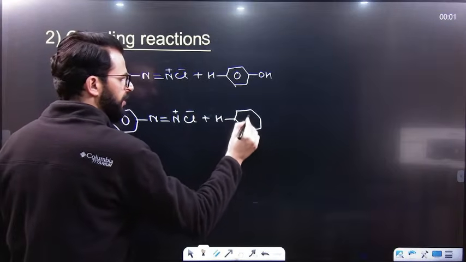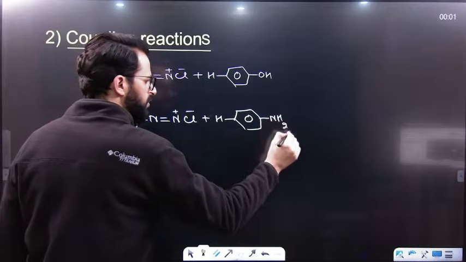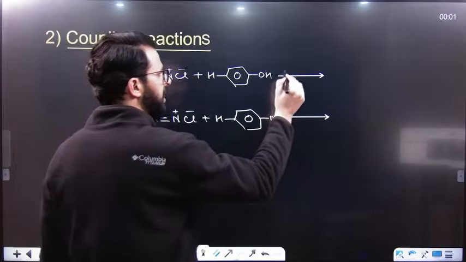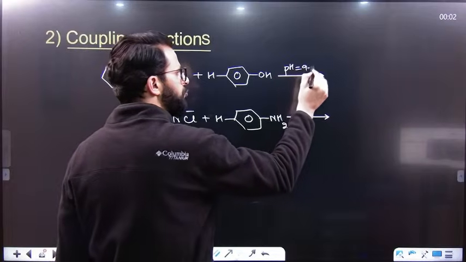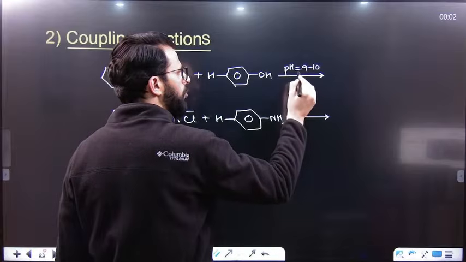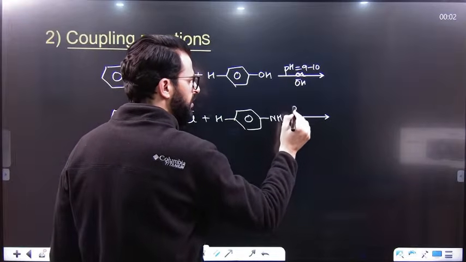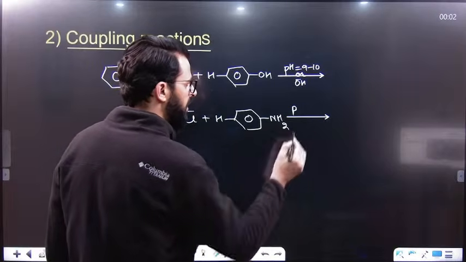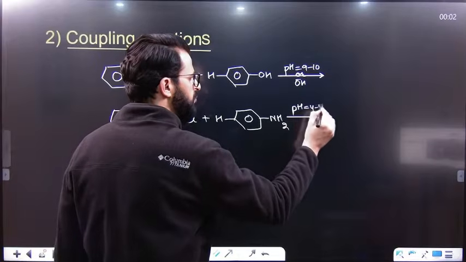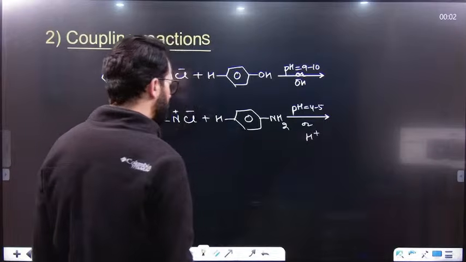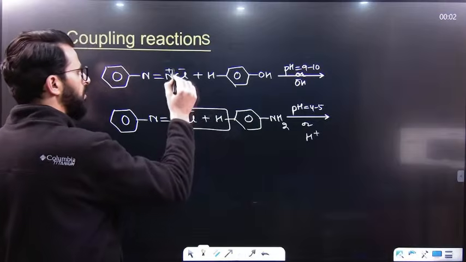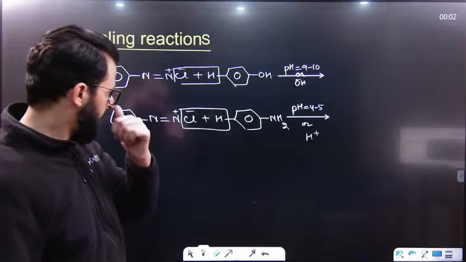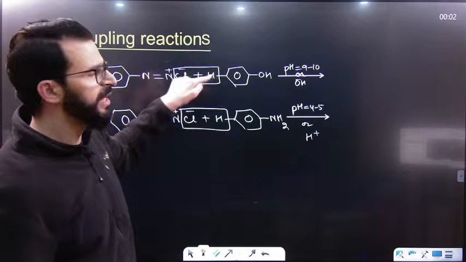But remember forever, when it couples with phenol, it takes place in basic medium. That means reaction takes place at a pH of 9 to 10. That means we can simply say in basic medium. And here reaction takes place at a pH of 4 to 5. That means we can simply say in acidic medium. What will happen? Simply coupling takes place at para position of phenol and para position of aniline at the end. That means this N2Ph will be attached to para position.